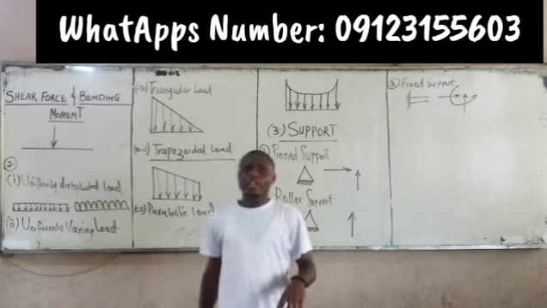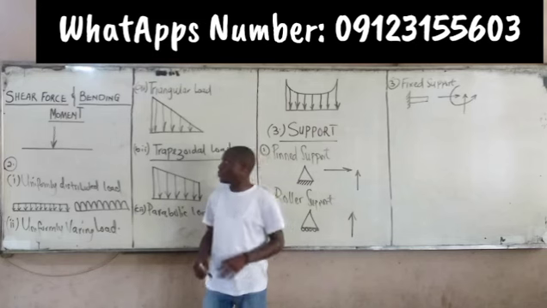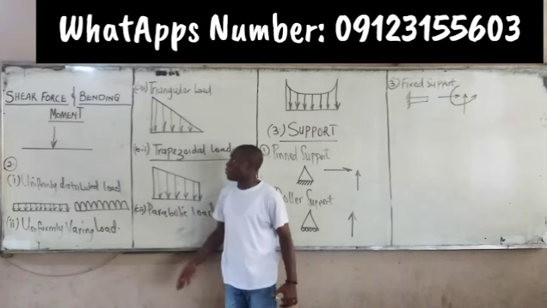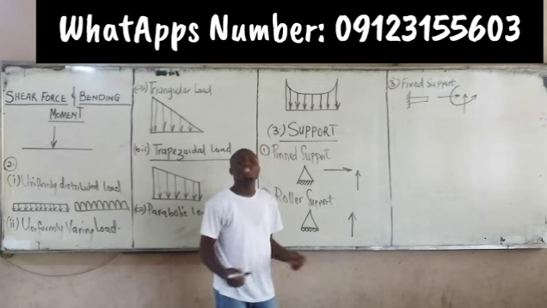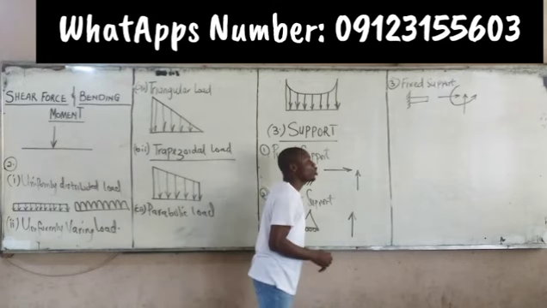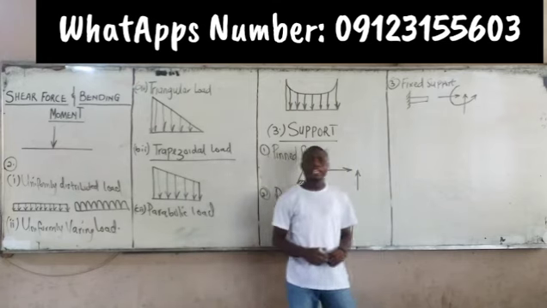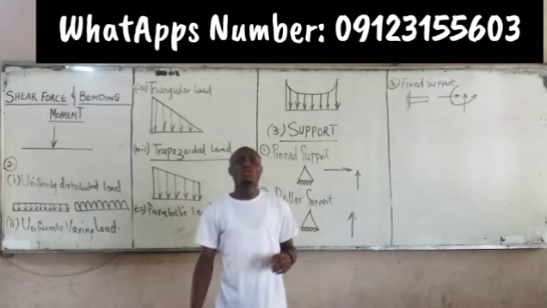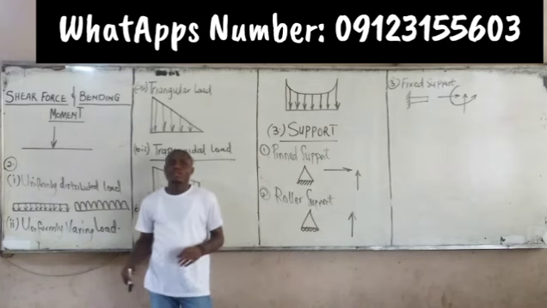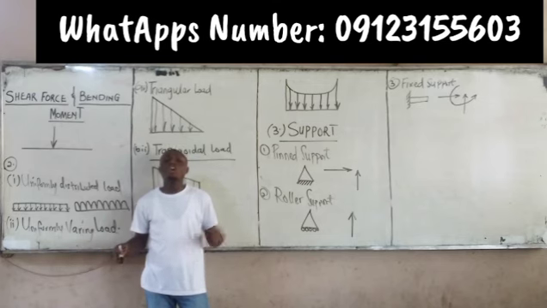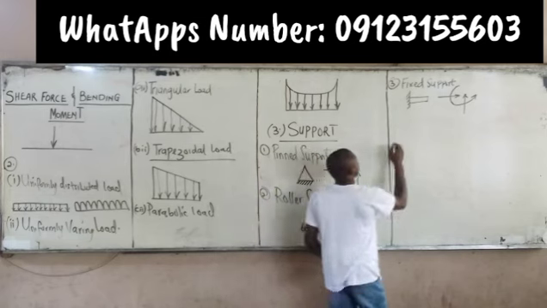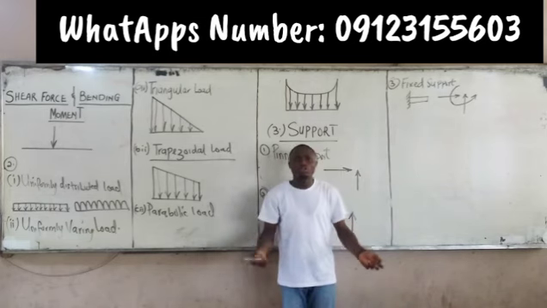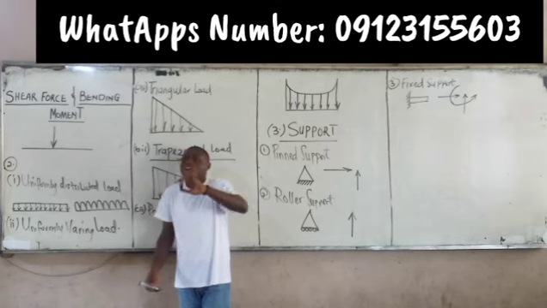Alright, let's discuss one more concept, where we can start drawing the shear force and bending moment diagram. Let's discuss the conditions of static equilibrium. Put down, number 1: the summation of the horizontal components must be equal to 0.